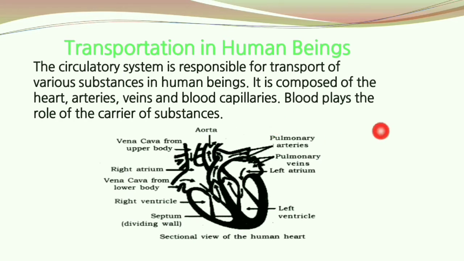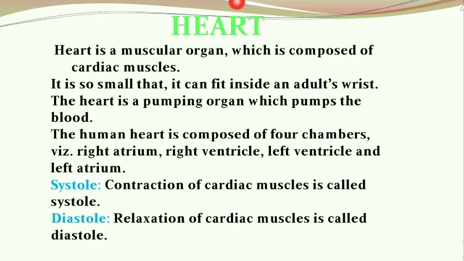Blood plays the role of carrier of substances. Now let's talk about the heart. The heart is a muscular organ which is composed of cardiac muscles. It is so small that it can fit inside an adult's breast. The heart is a pumping organ which pumps the blood.